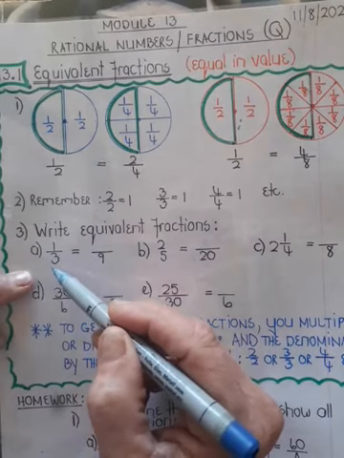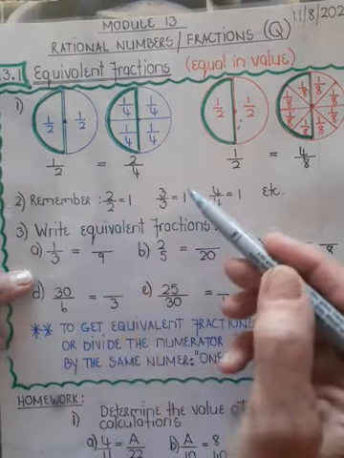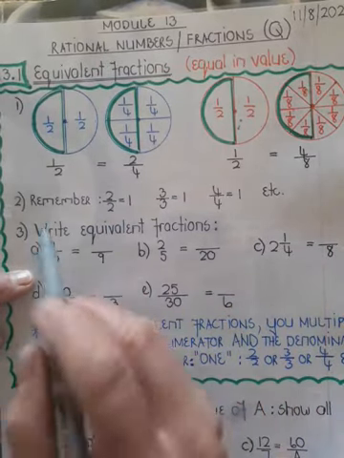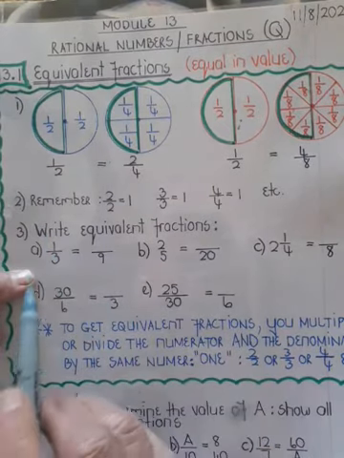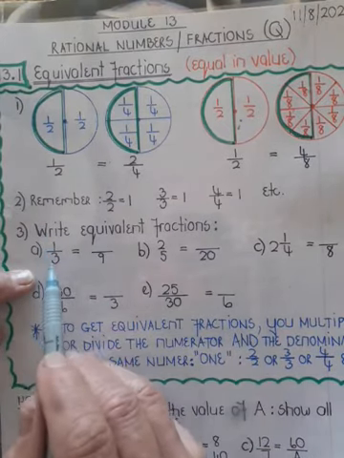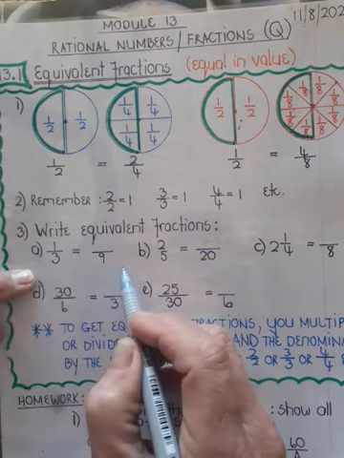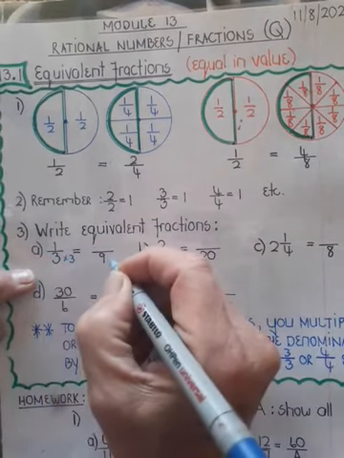So, I'm going to multiply this with 1. It's either going to be 2 on 2, 3 on 3, 4 on 4, 5 on 5. How will I know? Let's look at this number. Remember, we call this the numerator and the denominator. The 3 must change to 9. If I multiply 3 with 3, I will get 9.